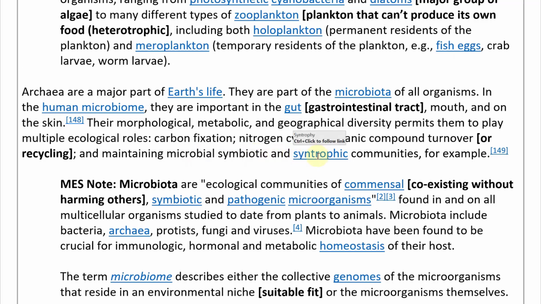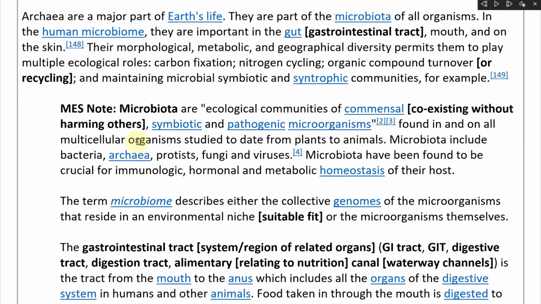symbiotic, and syntrophic communities. Let's try the pronunciation here. Syntrophic. Yeah, so syntrophic communities, for example. Note, microbiota are, quote, ecological communities of commensal, which are coexisting without harming others, symbiotic and pathogenic microorganisms found in and on all multicellular organisms studied to date, from plants to animals.